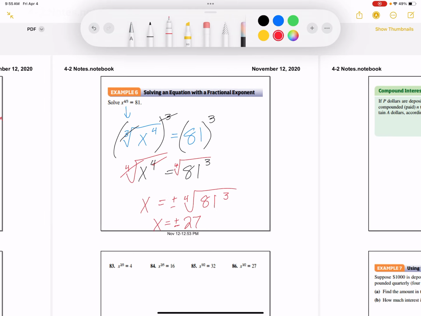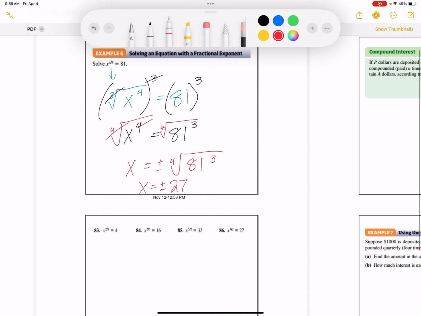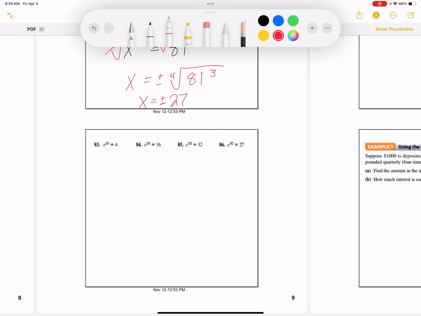All right. So we'll do another one of these. I guess we'll do 85. So we've got x to the 5/2 equals 32.